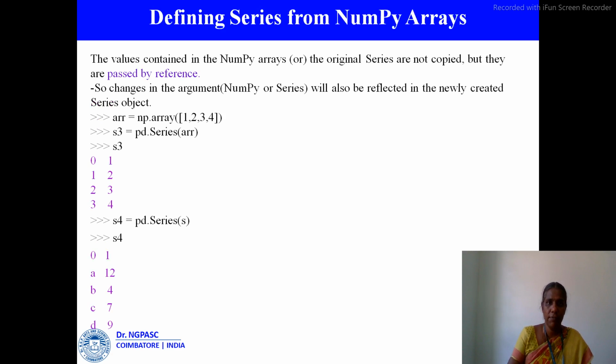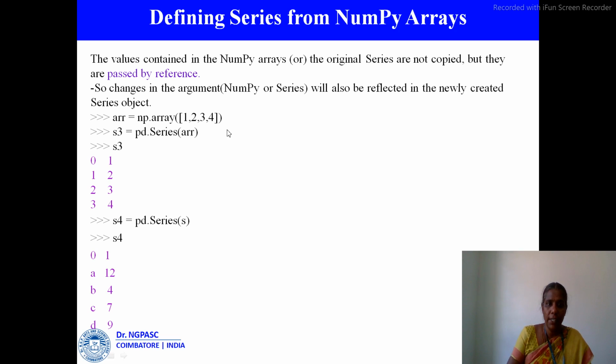How to define a series from NumPy arrays? It is possible to create a series from an existing array or an existing dictionary or series. The values contained in the NumPy arrays or the original series are not copied, but they are passed by reference. If I want to convert an array into a series, we should not copy the content and paste it into the series. Instead of that, we have to pass the values by reference. So changes in the argument NumPy array or series will also be reflected in the newly created series object.